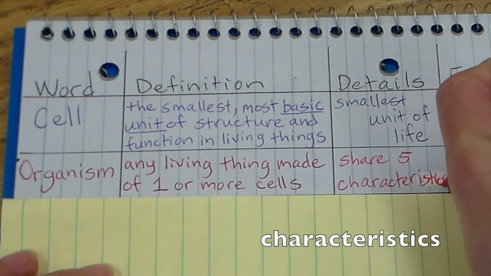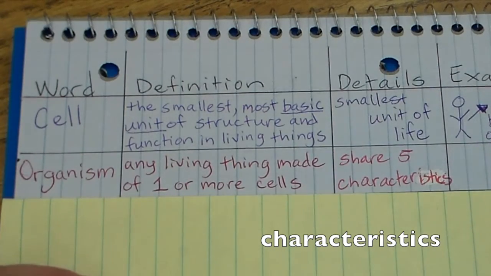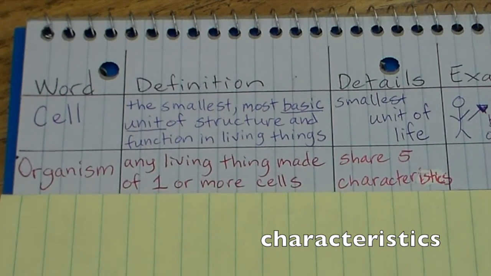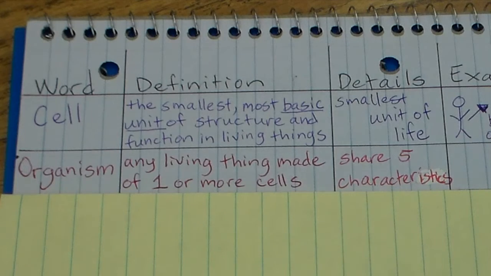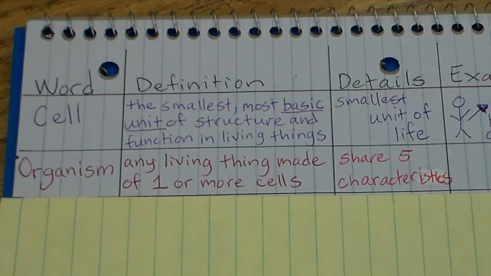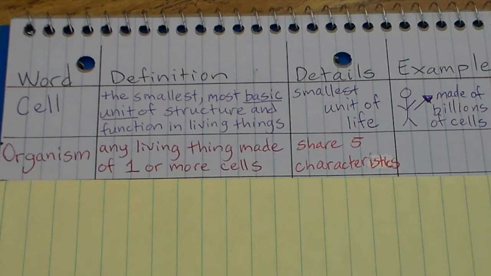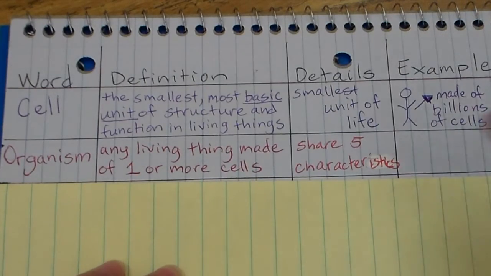Characteristics, and I almost don't have enough space to fit it in my box there. So organisms share 5 characteristics. Characteristics are things that describe someone or something. For my example, I'm just going to list a couple of different types of organisms, and I'm going to try to be inclusive here and think about all the different kinds of organisms that exist on our planet.